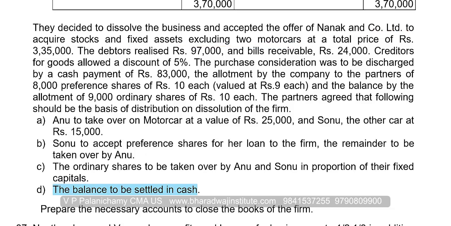What is the purchase consideration? 3,35,000 is the purchase consideration. In that, 83,000 is paid in cash. They are giving preference shares to us and they are giving equity shares also to us. But preference share value is specified to us, 9 rupees each. For the company it may be a discount or otherwise. For us the value is 9 rupees each.